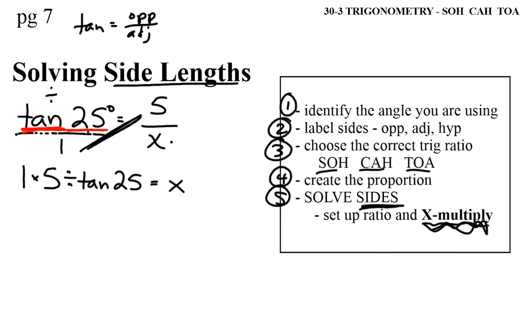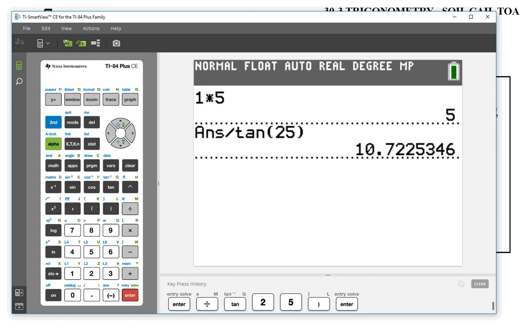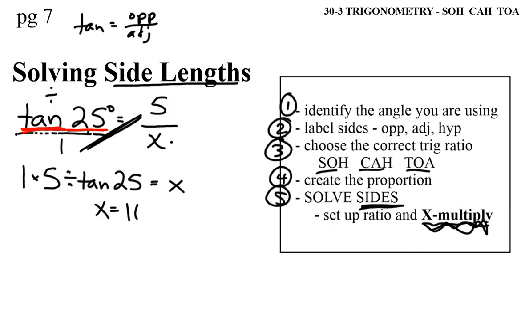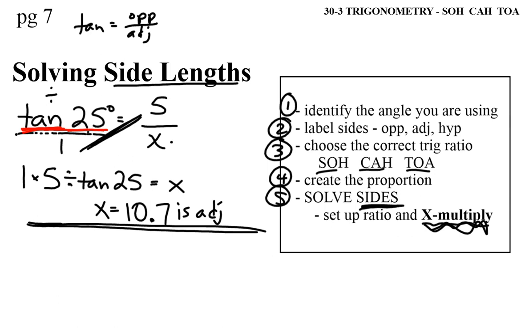So in this case, because it's the adjacent, x, what was it again? I've forgotten already, is 10, and lengths usually go to 1 decimal place. 10.7 is the adjacent length. So that's what it means when you have to cross multiply.